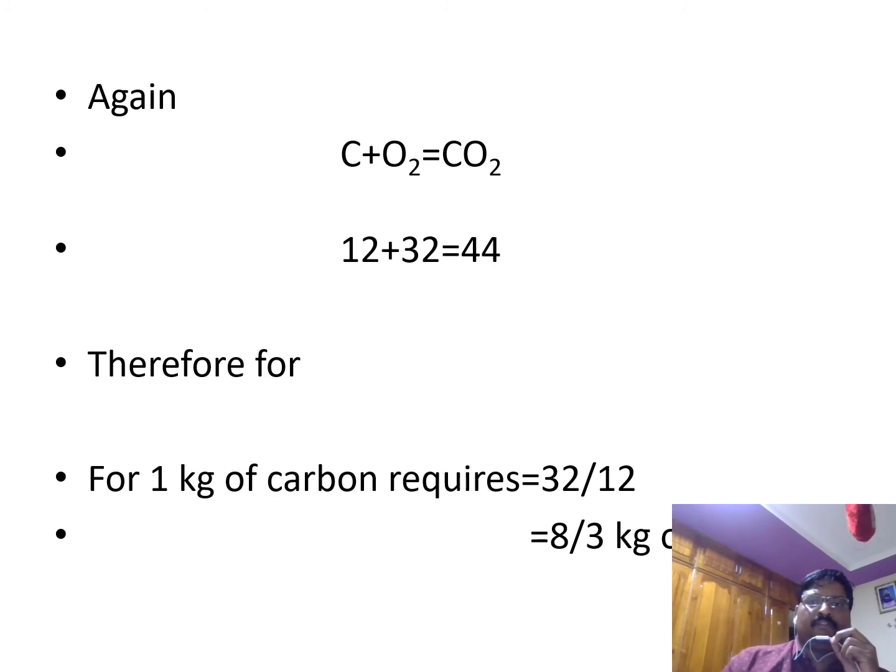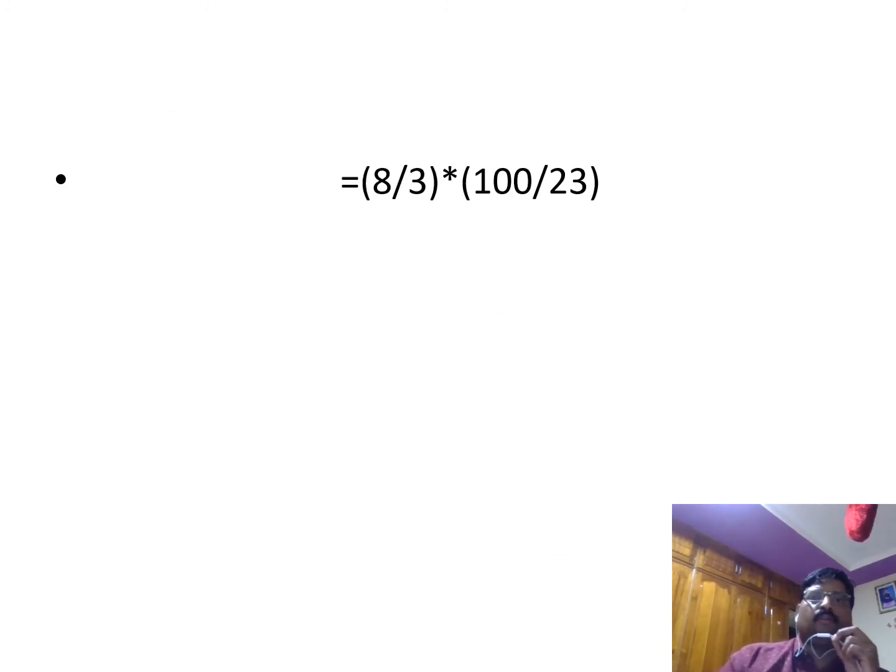Finally, considering the remaining elements, the required quantity of air to be supplied is 8 by 3 into 100 by 23. So finally we get it as 11.6 kg of air. Okay.